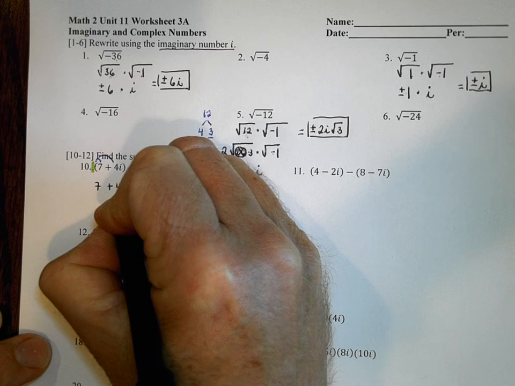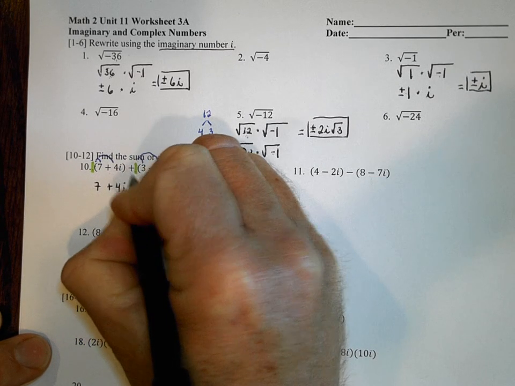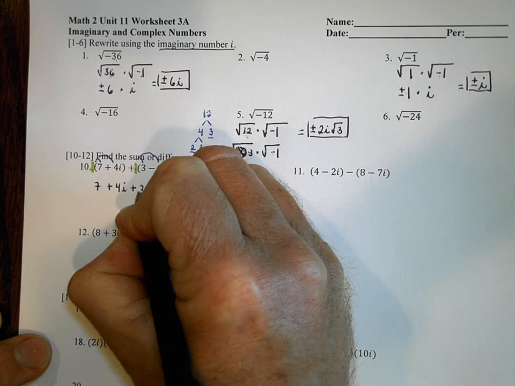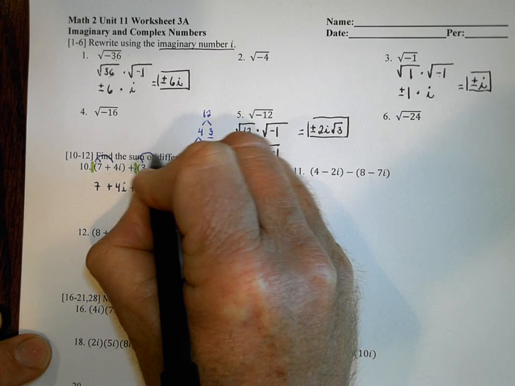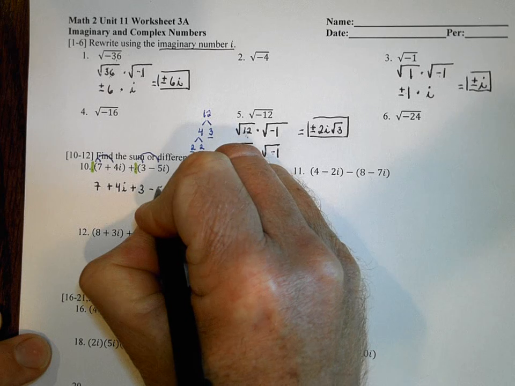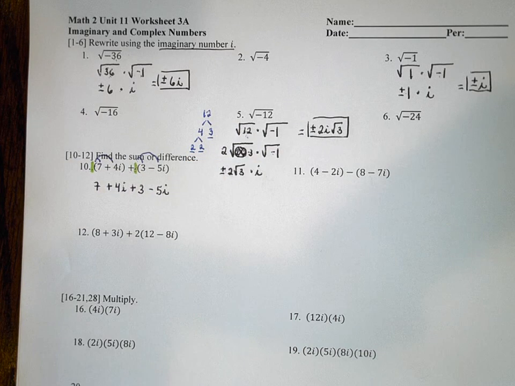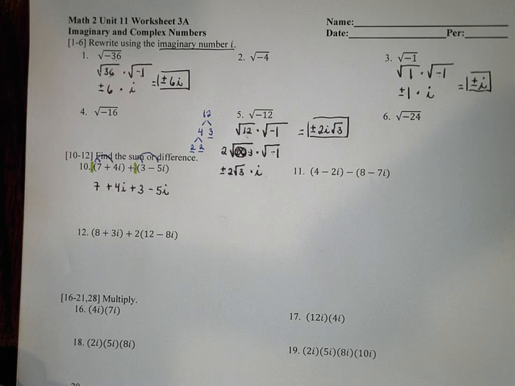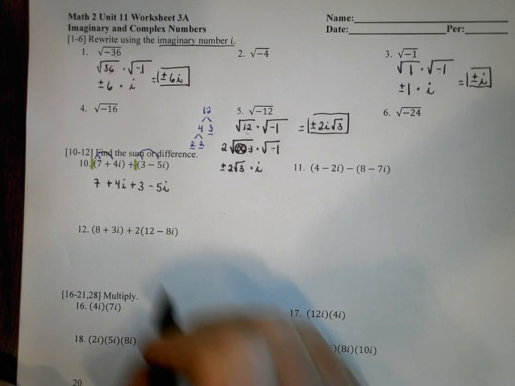plus I'm going to go 1 times 4i, which is 4i. Then I'm going to go plus 1 times 3 is 3. And then I'm going to go 1 times negative 5i, which is negative 5i. And then after you rewrite the problem without parentheses, then you're going to combine like terms.